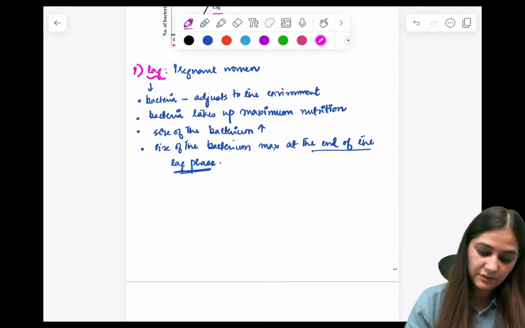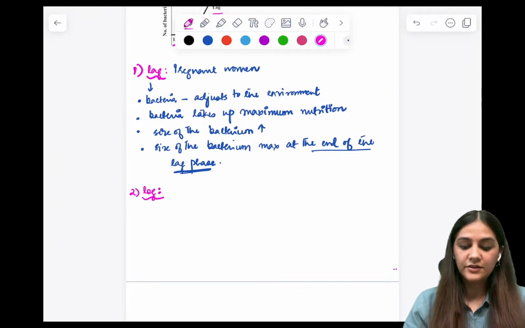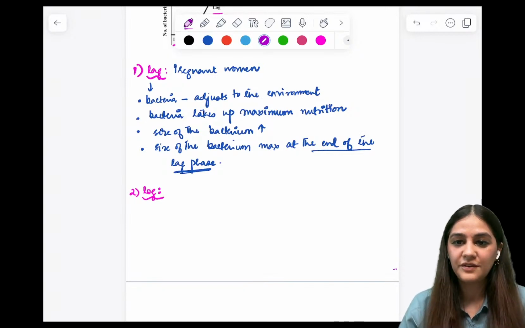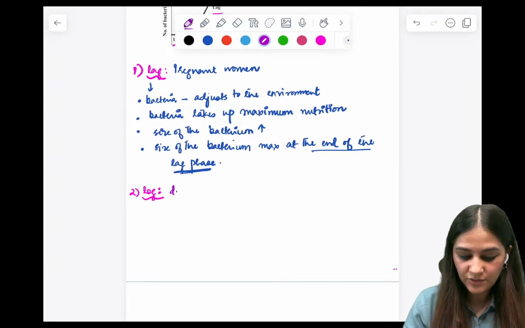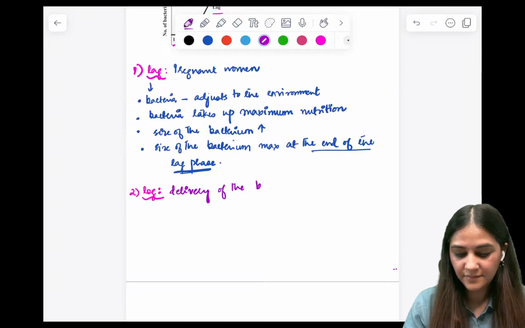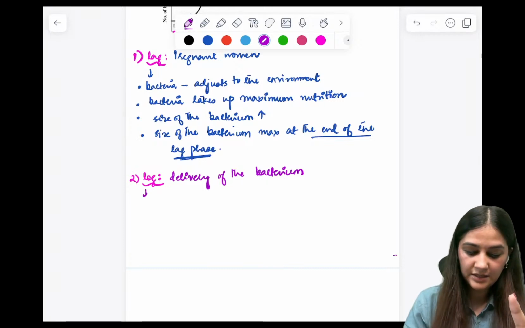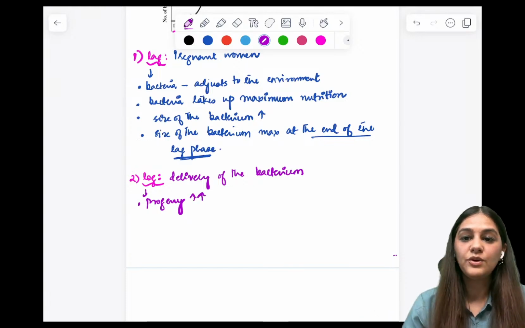Next we are going to talk about the log phase. What is going to happen in the log phase? Again, what are we going to remember? Now this pregnant bacterium is going to deliver, right? Now it has reached the phase of delivery. So delivery of the bacterium is going to happen. What is going to happen here? First, the progeny, the number of babies, is going to increase.